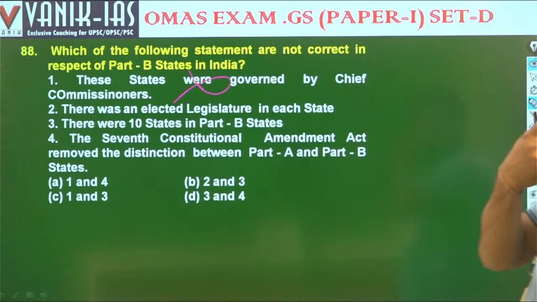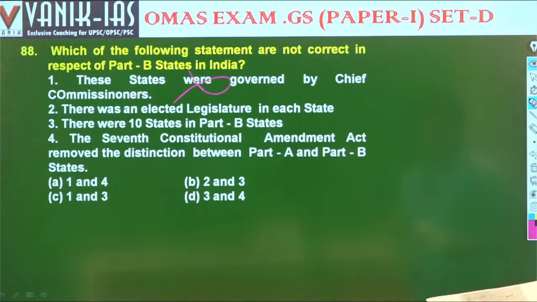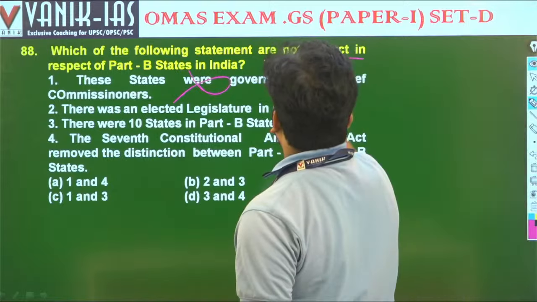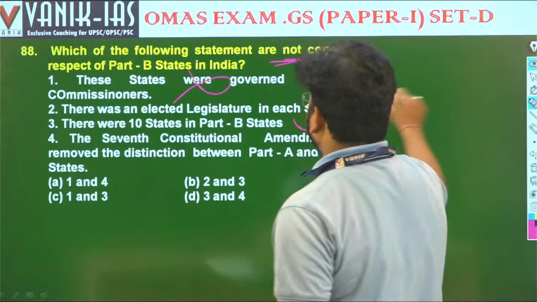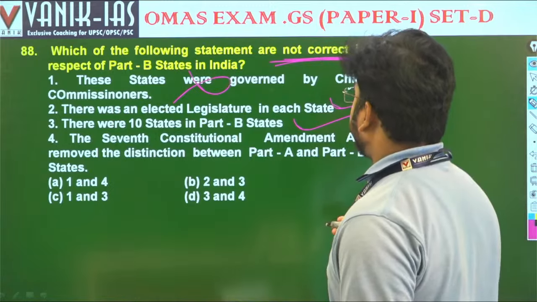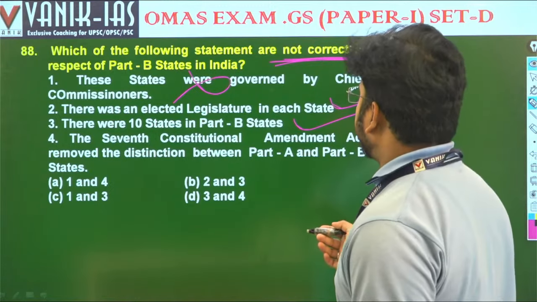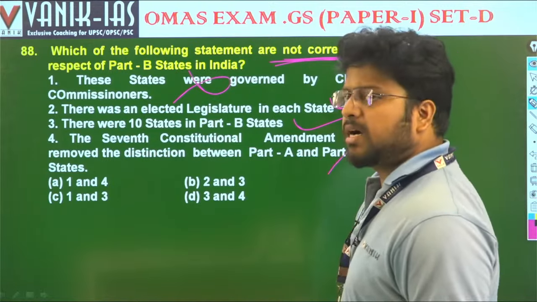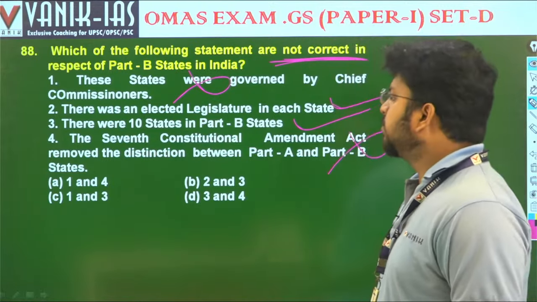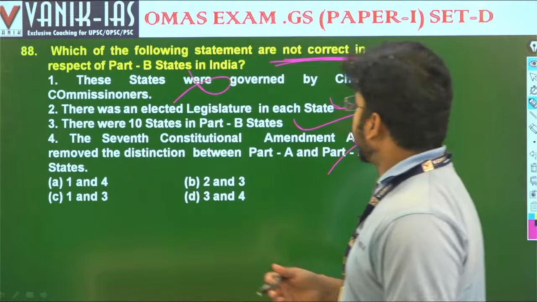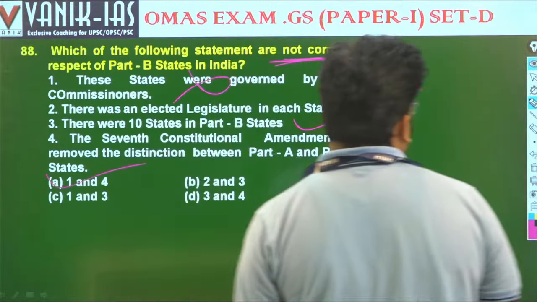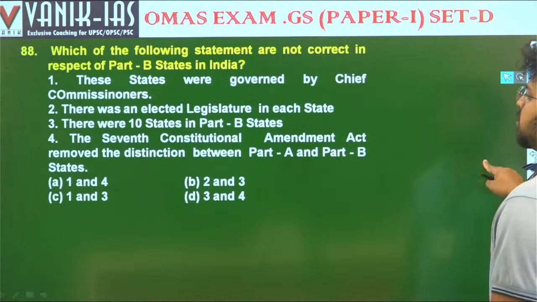There was an elected legislature in each state. There are 10 states as Part B states. Yes, the question is, which are not correct? So, one is not correct. Yes, this is right. There is a legislature in states after independence, everywhere there is a legislature. The State Reorganization Act 1956 removes the distinction between Part A and Part B states. So 1 and 4 is the answer. State Reorganization Act 1956 based on the Fazal Ali Commission.